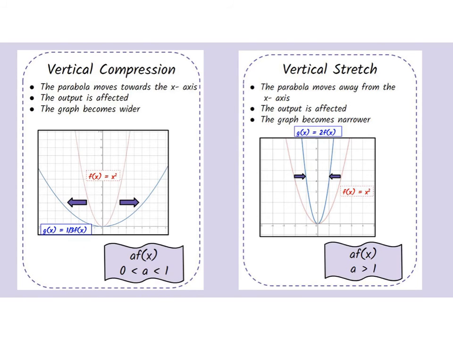Okay, so here are your posters for that. Vertical compression: the parabola is moving towards the x-axis. The output is affected. The graph becomes wider. It's being pushed down. And that's when I have a fraction. So if you look at the rule, I'm multiplying by a number between 0 and 1. I'm not going less than 0 because, again, like with slope, that just changes the direction of the parabola. If I multiply by -3, it's still going to get narrower, it's just going to be flipped over the x-axis. So I'm talking about numbers between 0 and 1, like all of those fractions and decimals less than 1.